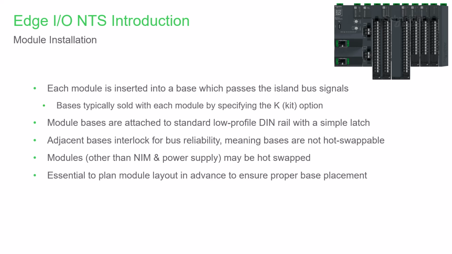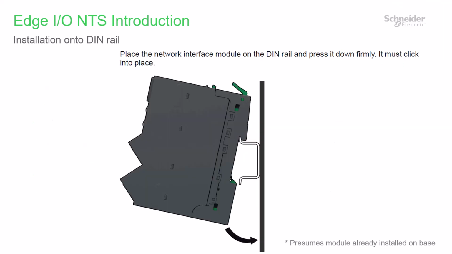Carefully planning the module layout before beginning will help with proper placement of the bases. And if you may want to add more modules later, without shutting down the island, you can include dummy modules as placeholders. Now let's take a quick look at the installation of modules. Here's how you install the bases onto the DIN rail. Note that these images presume the module is already attached to the base, but the procedure is the same.